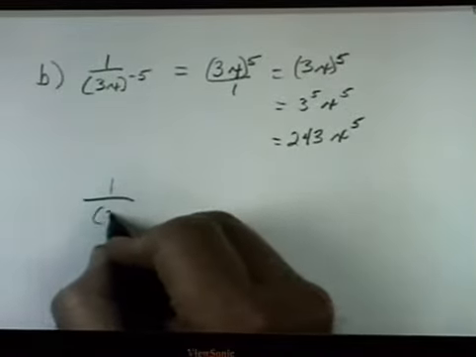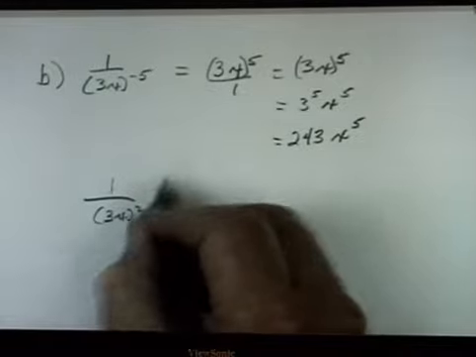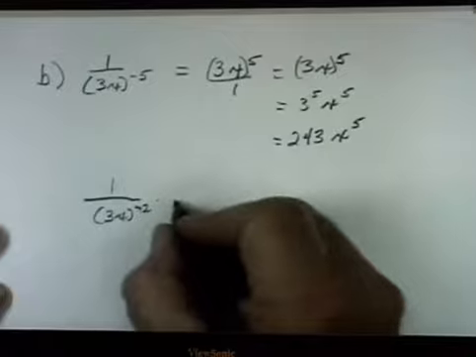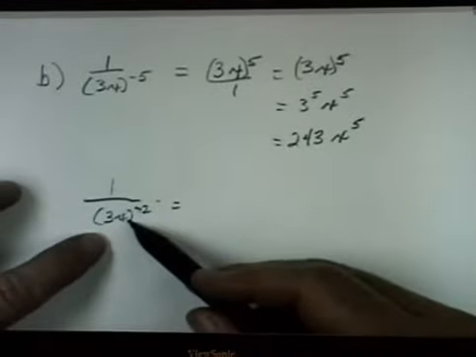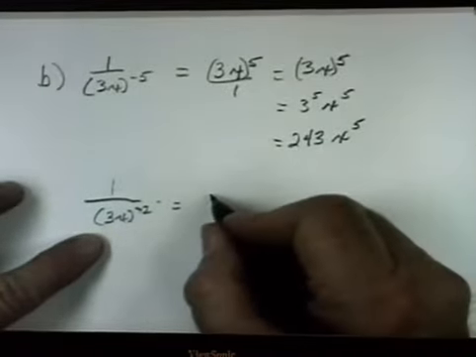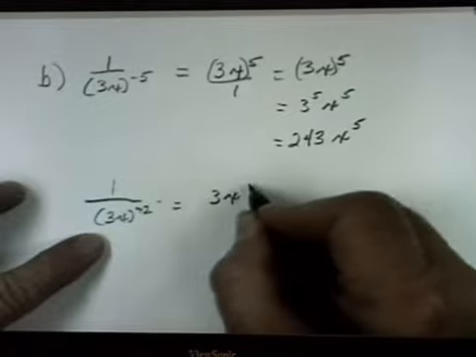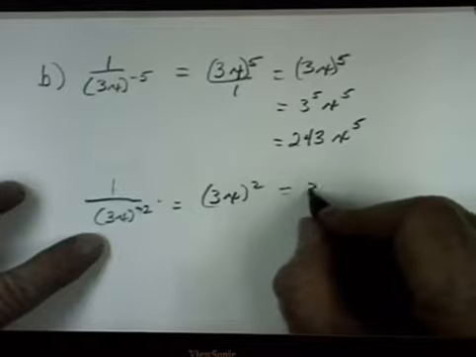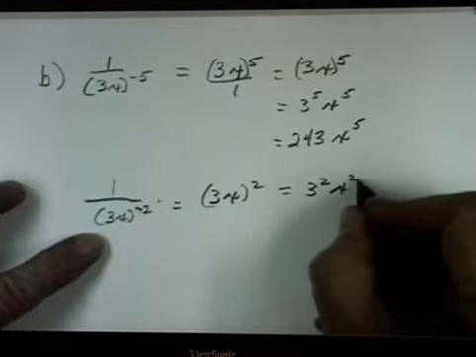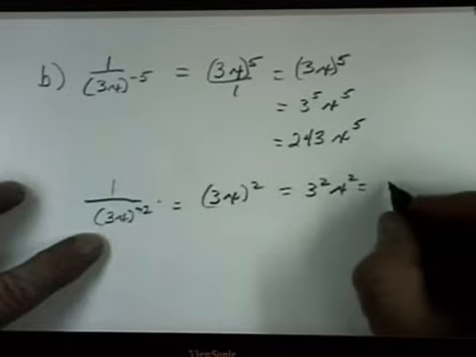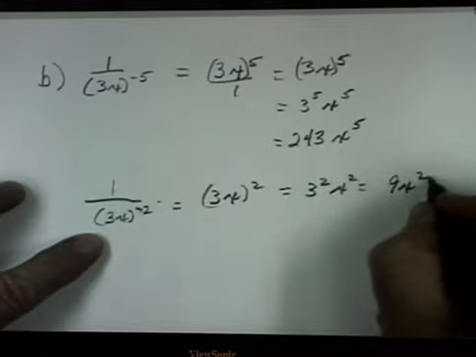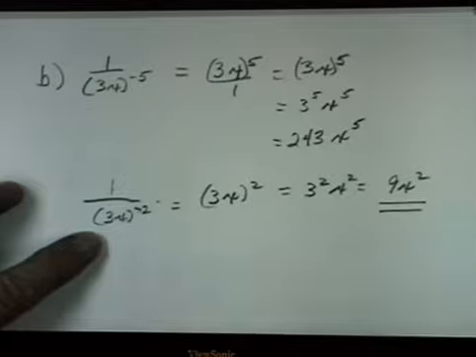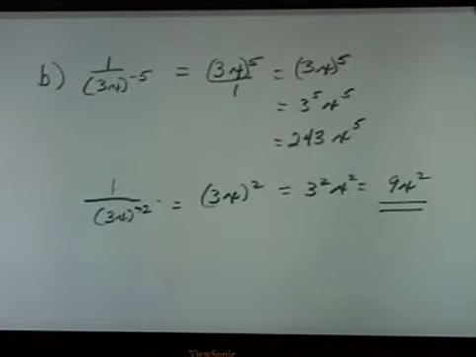1 over 3x squared, a negative 2 to the negative 2 power. So I'm going to bring this up into the numerator and make it 3x quantity squared. I'm going to make that 3 squared times x squared. 3 times 3 is 9x squared. Okay? That's the end of example 5.